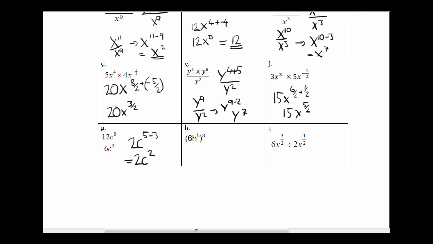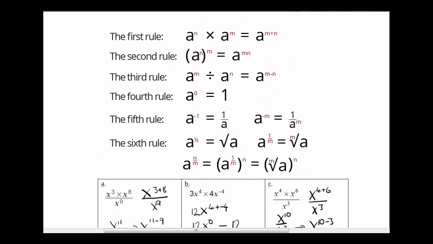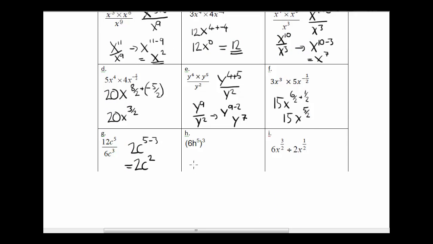This one's a different one than we're used to, so this means n times n, so what we've got here is going to be 6h, and that'll be 5 times 3, which equals 6h to the power of 15. And last but not least, we've got 6 divided by 2 gives you 3.